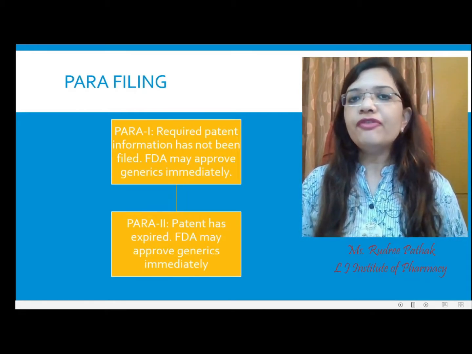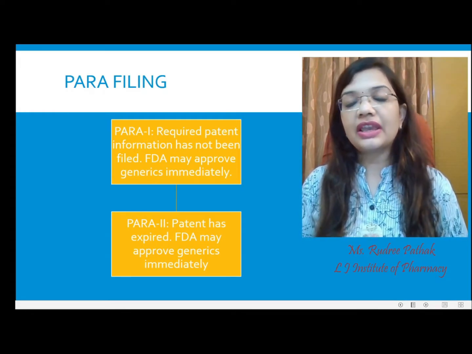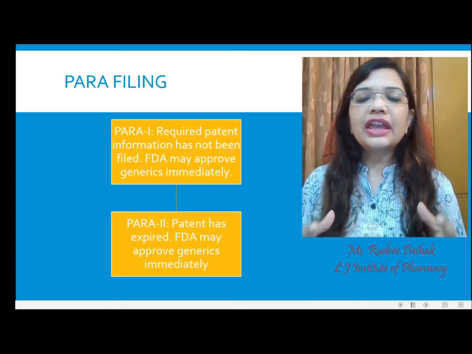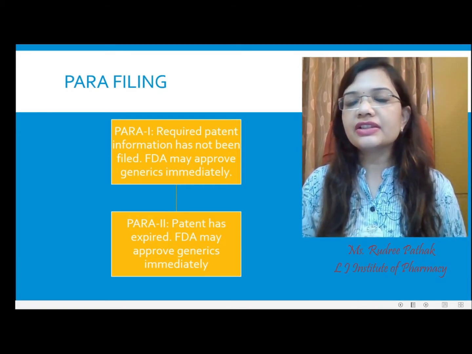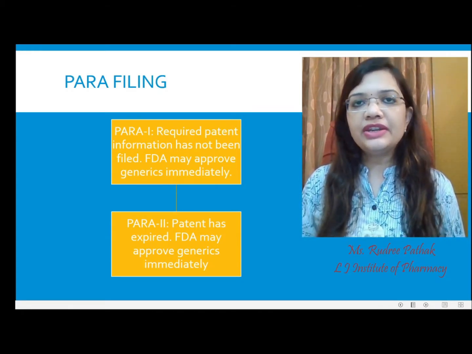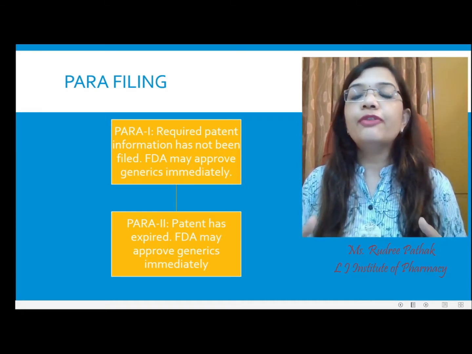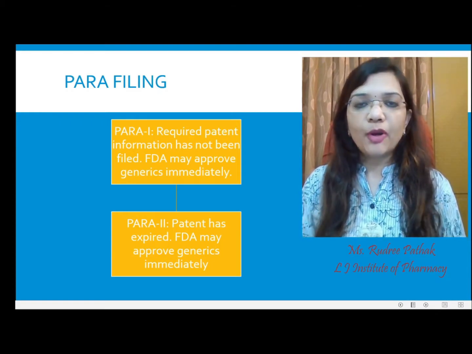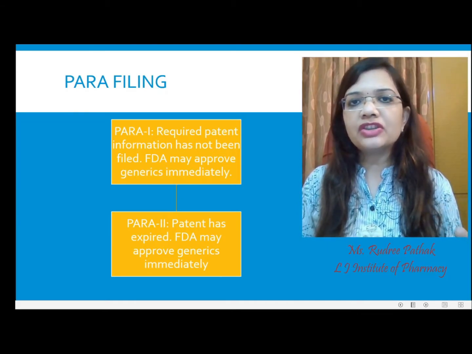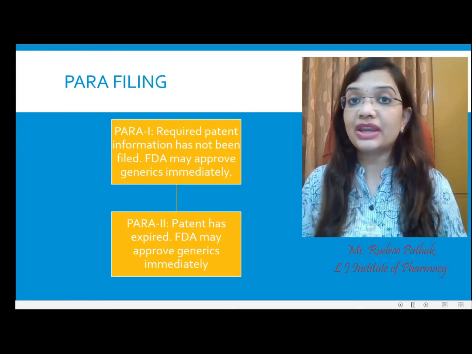Now there are four filings under ANDA under which you can actually fetch ANDA approval. The first one is Para 1 filing, where any kind of patent information is not available in the public domain, and FDA or any regulatory authority can immediately grant ANDA approval for generic version. So, point to be noted that under Para 1, any kind of patent information will be lacking and generic information will be fetched straight away.